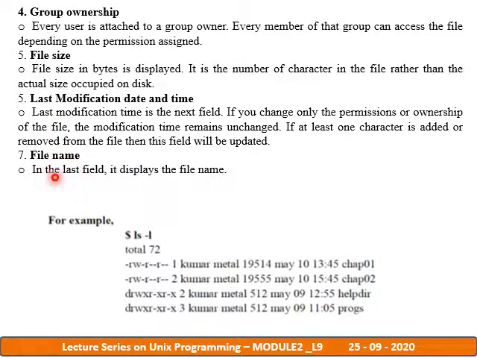And then the last one is the seventh attribute, which is the last field, and it displays the file name. That is only whatever file name we are referring to here. If there are many files, all the files will be distinguished by the name of the file. So this is one example of the attributes displayed when you execute an ls command.